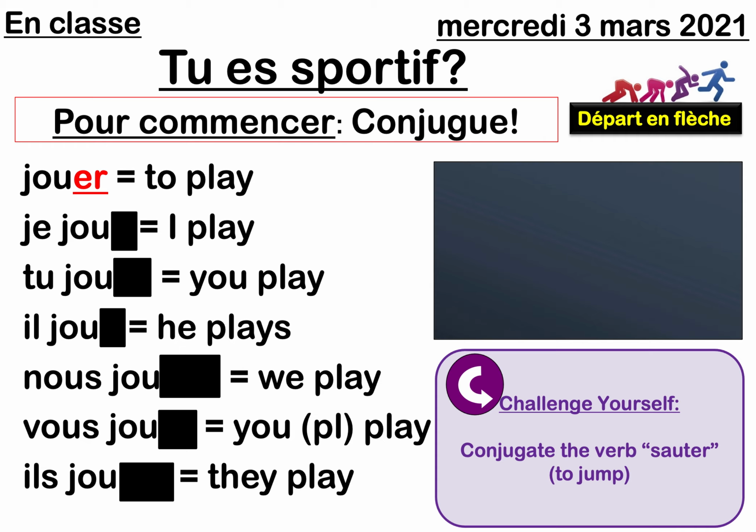Here's just a little quick video to remind you how to conjugate verbs in French. So a couple of things that we need to know when we start. What is a verb? A verb is an action or a state of being. So it's anything that I can do. I can play, I can run, I can eat, I think, I am. All of those are verbs.